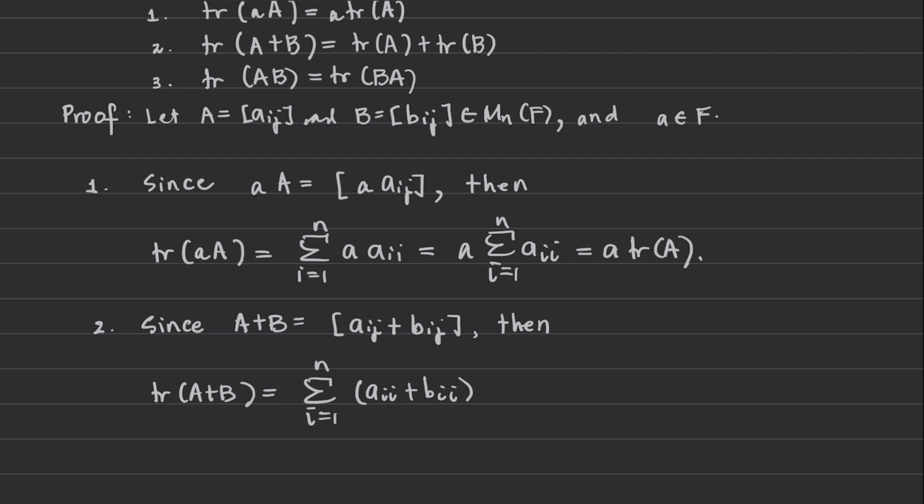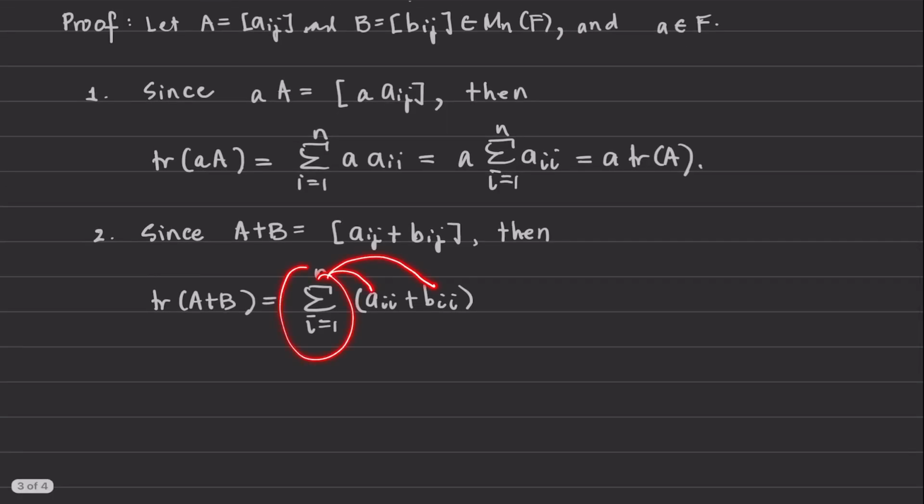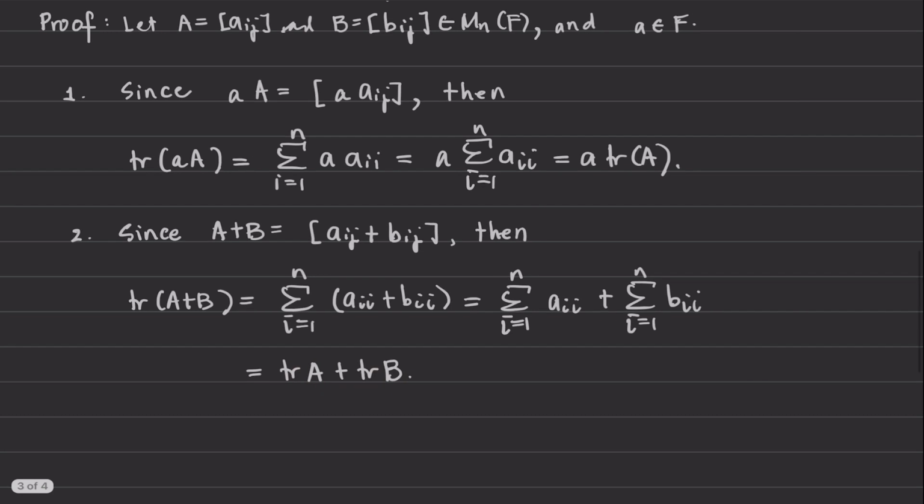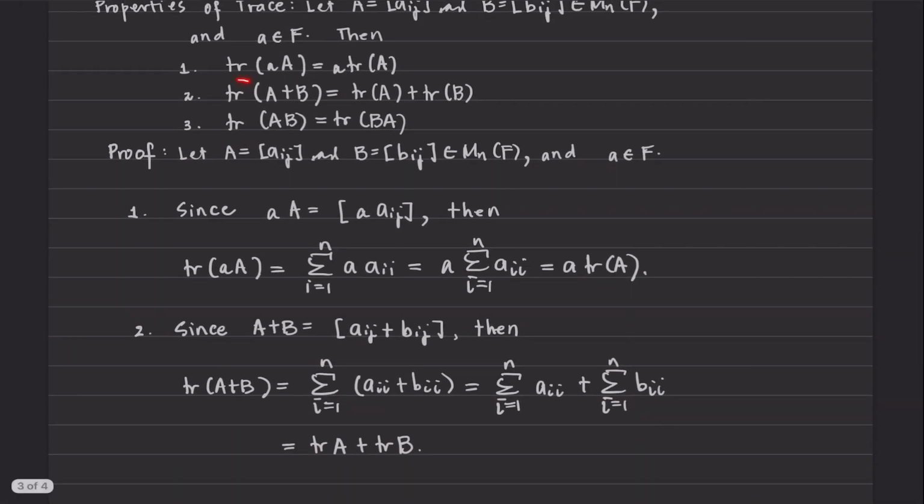And we said from algebra that summation is distributive over a sum, because addition is associative and commutative. And this is the trace of A, this is the trace of B. Sometimes the parentheses are no longer written when the trace contains only one piece. So, we have proven property 2.